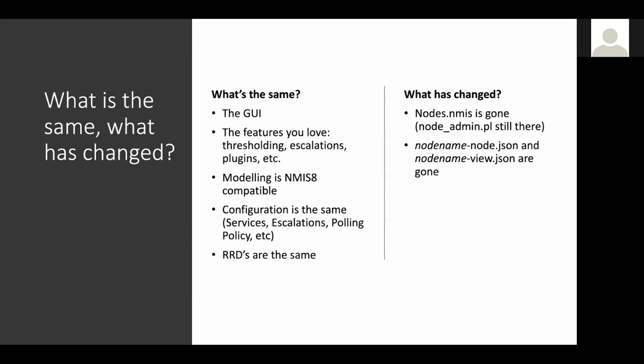What has changed? I tried to think of all the things that had changed that are probably impacting you directly. The really two big things that have changed is there's no nodes.nmis anymore. It's gone. But the node admin tool is still there. That node admin tool was added a long time ago to NMIS 8, and that's how we recommend people administer the nodes in NMIS, all through the GUI. And the nodes.nmis is still there. It still exists. It's in the database now.